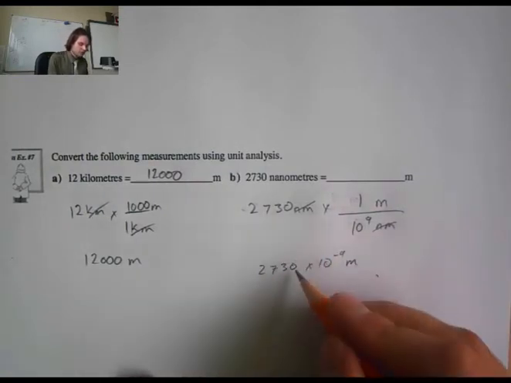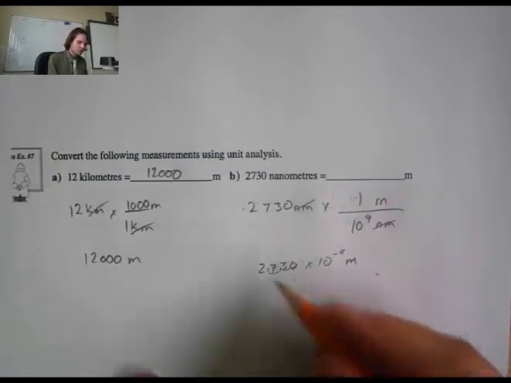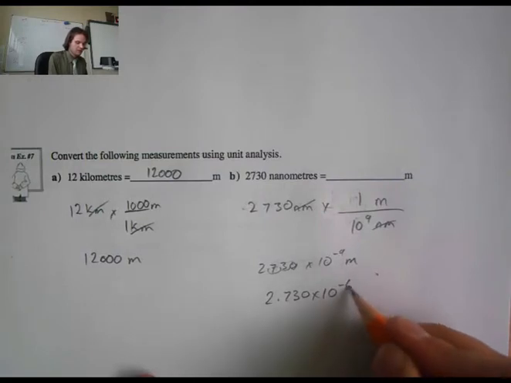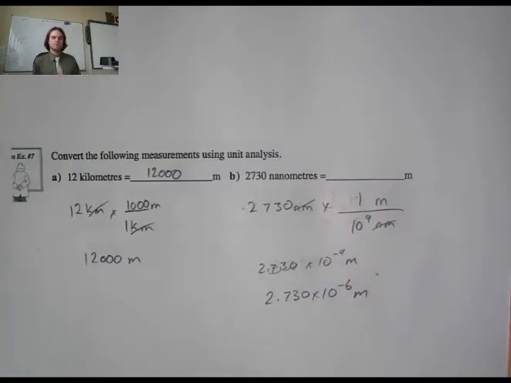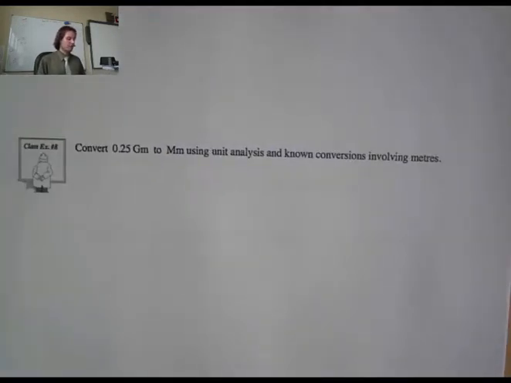And we solve this. The decimal is going to move over 1, 2, 3. So that is going to be 2.730 times 10 to the negative 6 meters. Okay? So that there will be your answer. All right? And that is the way of unit analysis.